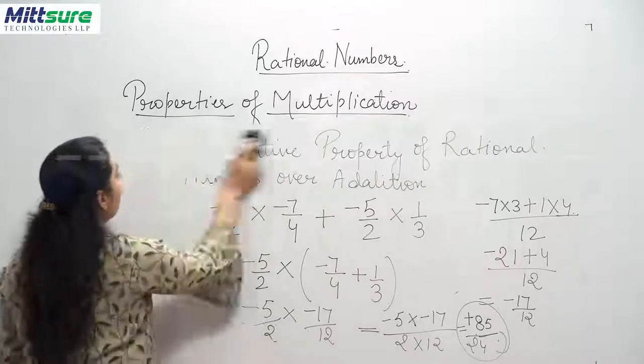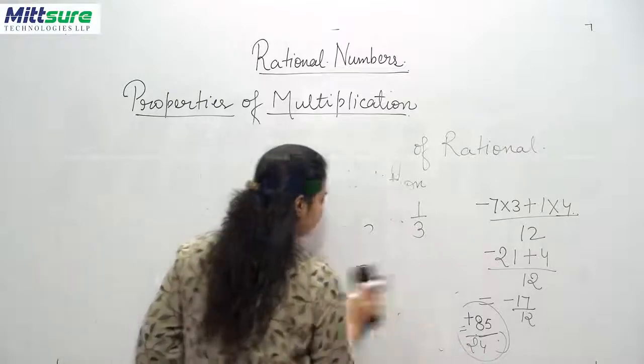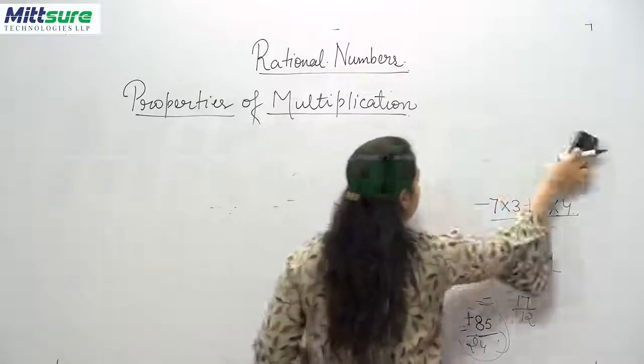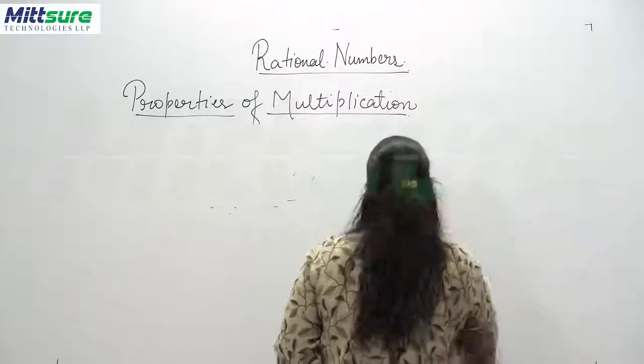Now the last property of multiplication talks about multiplication of any rational number with 0.